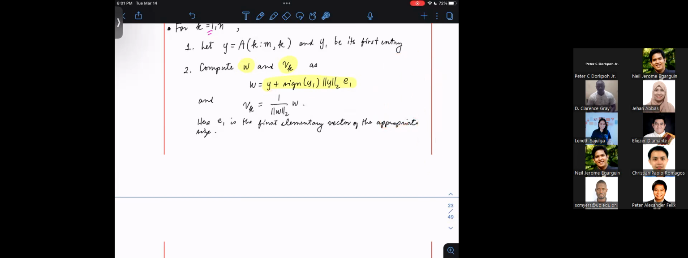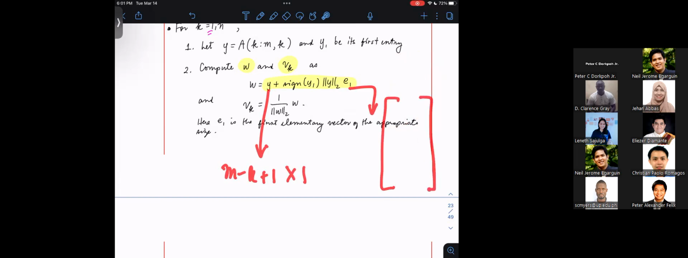So again, what should be the size of E1? Well, what's the size of y? Y is an m minus k plus 1 by 1 vector. So that means E1 is the vector of the same size, so it should have m minus k plus 1 rows. All are zeros except the first entry. All right, so that's what E sub 1 is. That's what we mean by the first elementary vector.